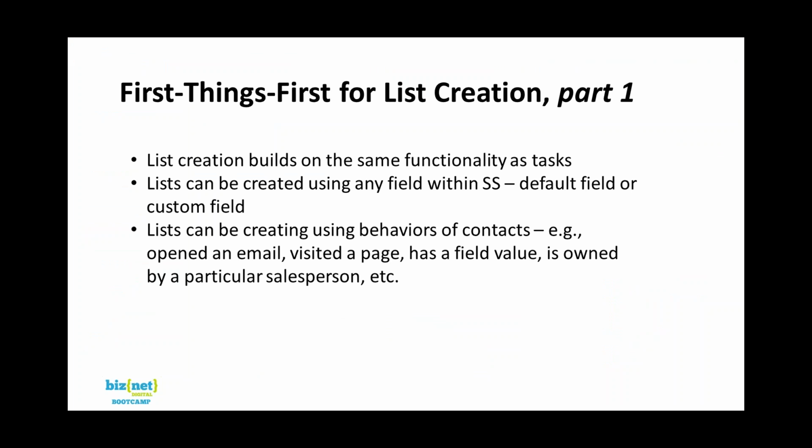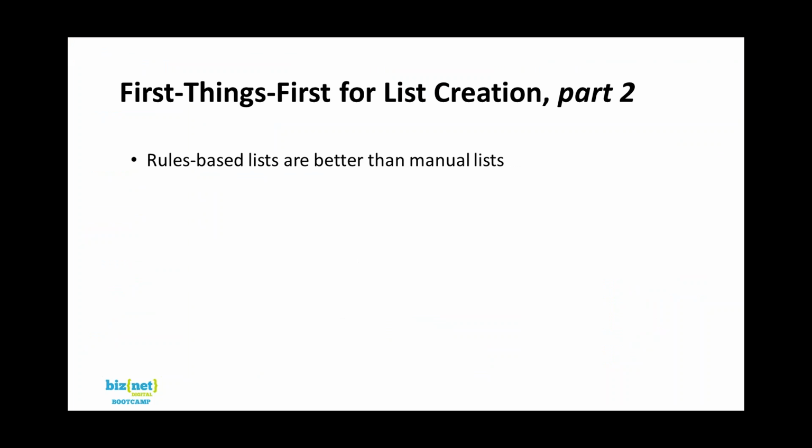So lists build on the same functionality as tasks. Those who have done any task building will recognize that. Lists can be created using any field within SharpSpring, default field, custom field, it doesn't matter. And then, as I said, based upon the behaviors of the people who are coming to your website or engaging with your email, you can generate lists off that.